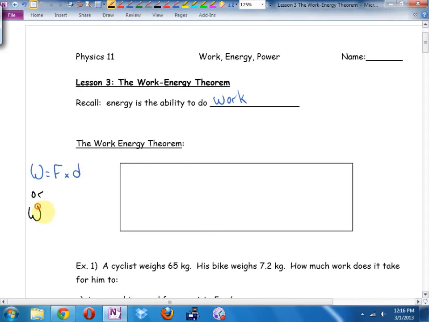Or I also said that work equals the area under a force versus distance graph. That was our second definition of work. Specifically, we used that if our force was changing. That first one, work equals force times distance, has two restrictions. The force and the distance have to be in the same direction. That one you guys almost always remember. But another one is the force has to be constant. If it's changing, that equation won't work.